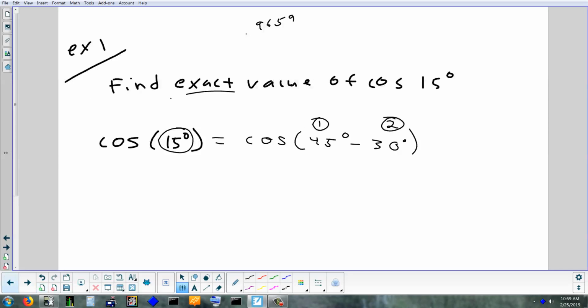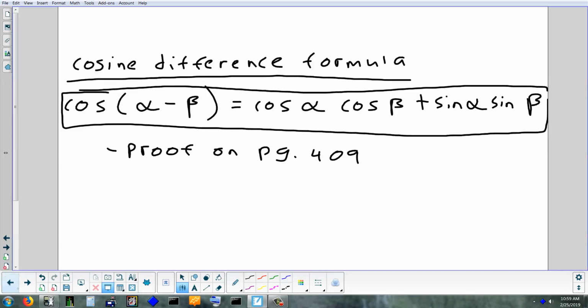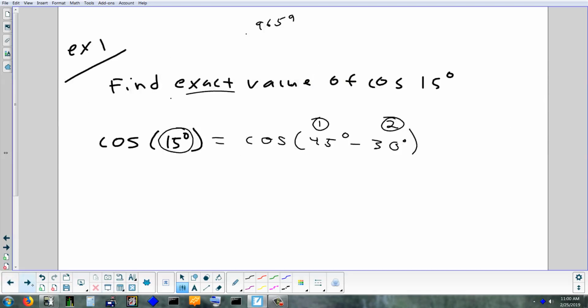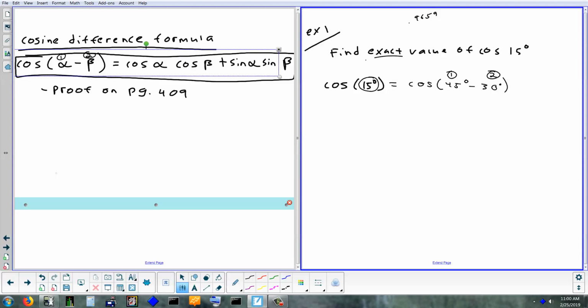That's the second one. So if we go back to our formula, that's the first one. That's the second one. So now you're just going to fill in that formula on the right, except instead of alpha, put the first one that we had, which was 45. And everywhere you see a beta, put the second one, which is 30. Okay. So let's fill it out. So cosine of the first times cosine of the second.